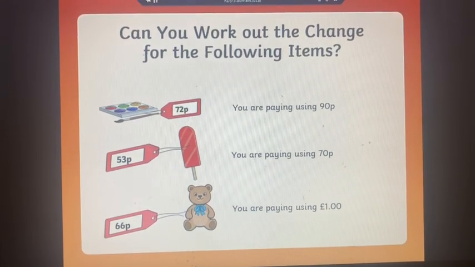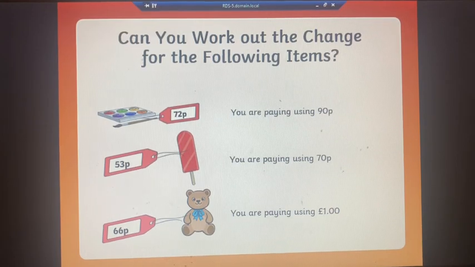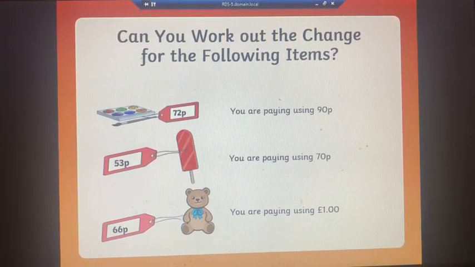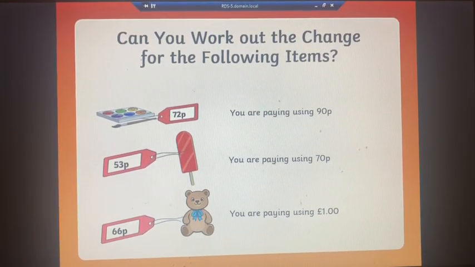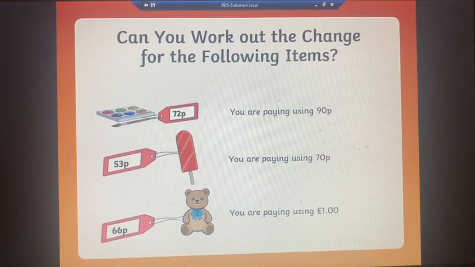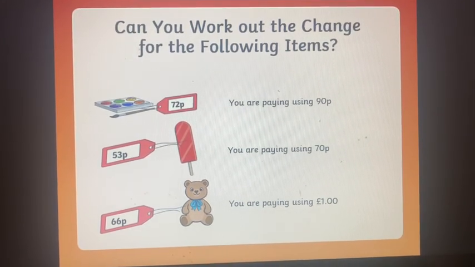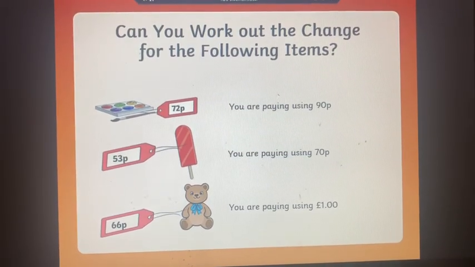So you've got the paints, which are 72p, and you are paying using 90p. We've got the lolly, which is 53p, and you're paying using 70p. And the teddy bear, which is 66p, and you are paying using £1. So I'd like you to pause the video now, please, and work out the answer to these three questions.